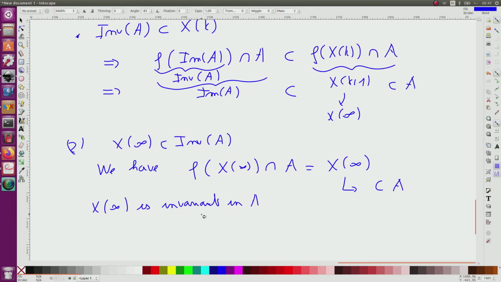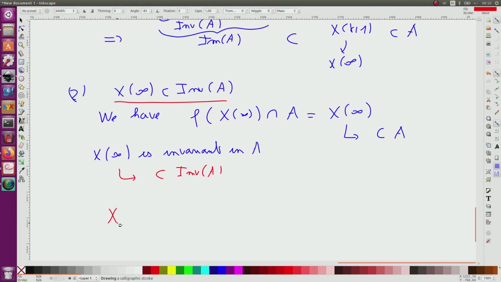Now, I know that since it is invariant and is in A, it will be included in the invariant of A, because the invariant of A is the largest invariant set. So it is a union of all invariant sets. As a consequence, I have proved this. And from the first part of the proof, I conclude that x infinity is equal to the invariant of A.